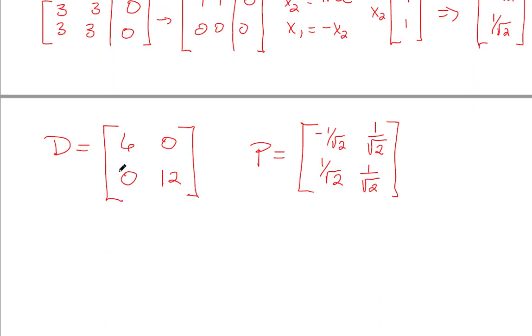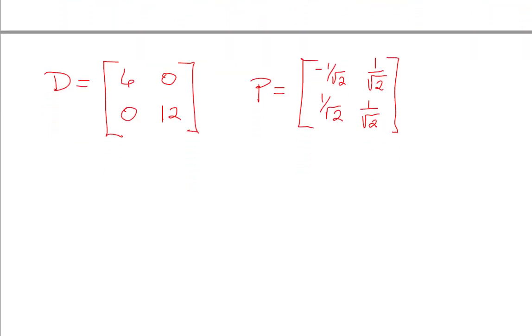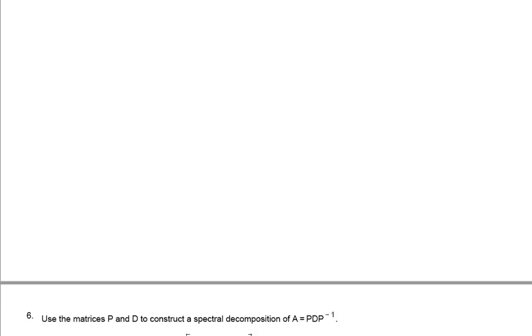Alright, so my diagonal matrix D is simply the eigenvalues. In matrix P, for the eigenvalue of 6, this is its eigenvector. For the eigenvalue of 12, this is its eigenvector. So not too difficult in the 2 by 2 case, but representative of what you would have to do for larger matrices.